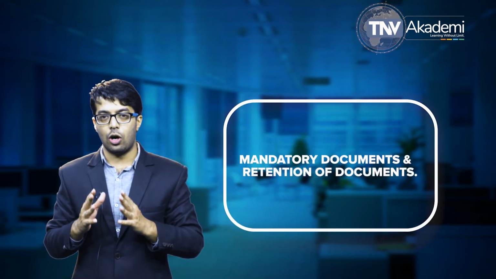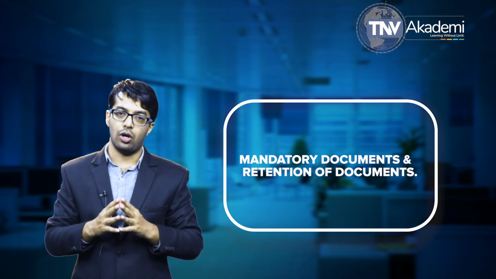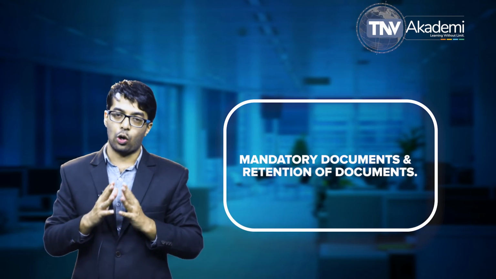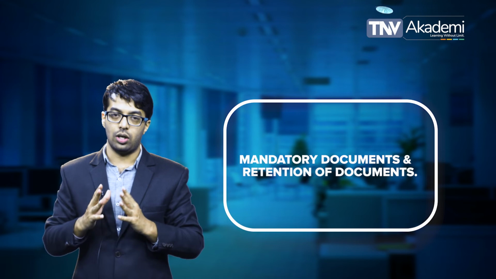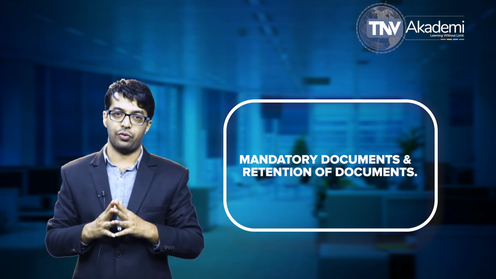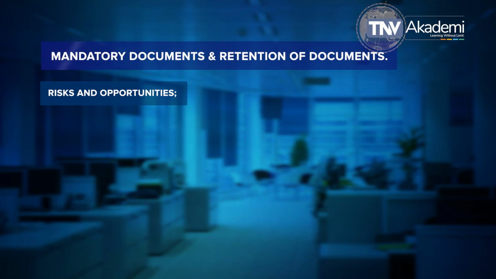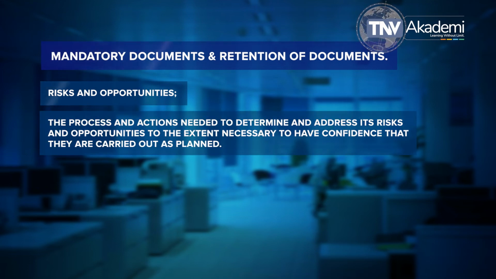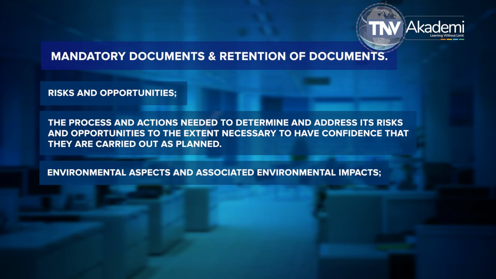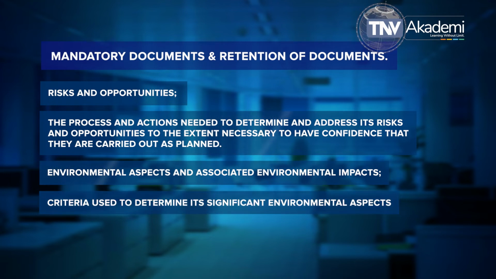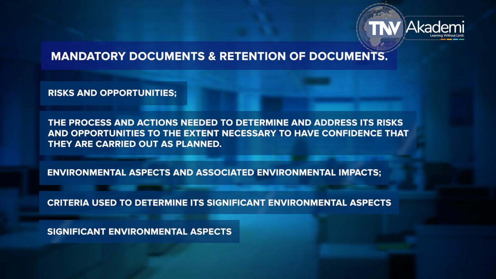Under Clause 6.1, the organization has to maintain documented information on several provisions as given in Clause 6.1.1, Clause 6.1.2, Clause 6.1.3, and Clause 6.1.4. These mandatory documents are as below. 1. Risks and opportunities. 2. The process and actions needed to determine and address risks and opportunities to the extent necessary to have confidence that they are carried out as planned. 3. Environmental aspects and associated environmental impacts. 4. Criteria used to determine its significant environmental aspects. 5. Significant environmental aspects. 6. Compliance obligations.